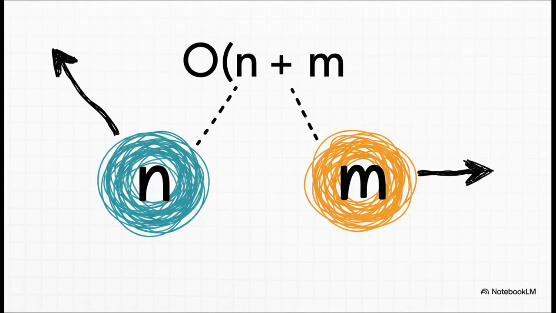The rule here is actually pretty simple. You can only drop a variable if you know for a fact that its growth depends on the other one. But if n and m can grow totally independently, think about the number of nodes and edges in a graph, for example, then you absolutely have to keep both.